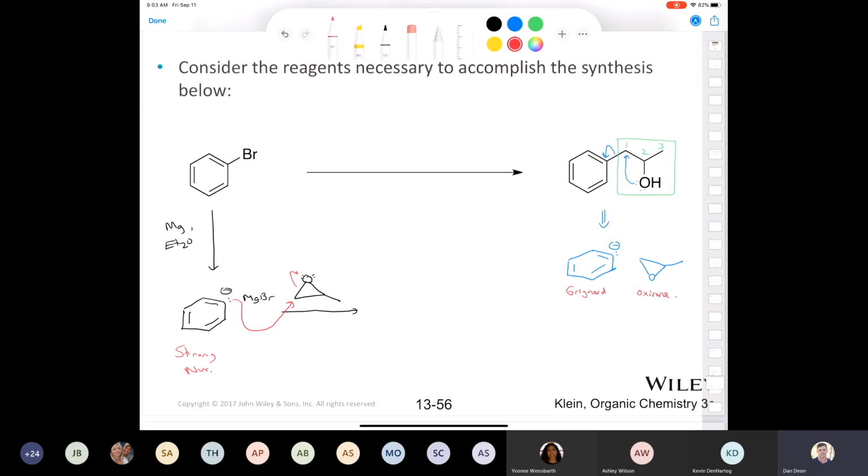I'm going to draw the intermediate because I'm the instructor and I like to draw intermediates for my students. You're going to end up with this. Look, 1, 2 carbons. On the first carbon, you're going to have the alkoxide.